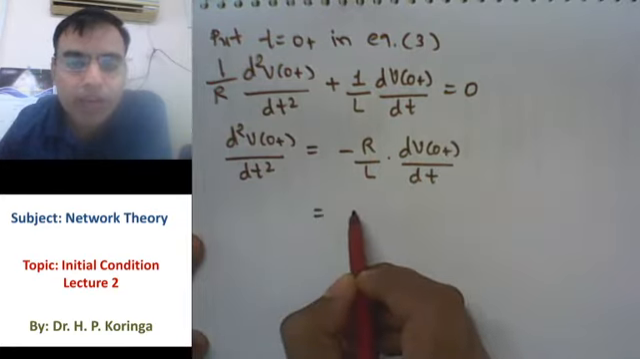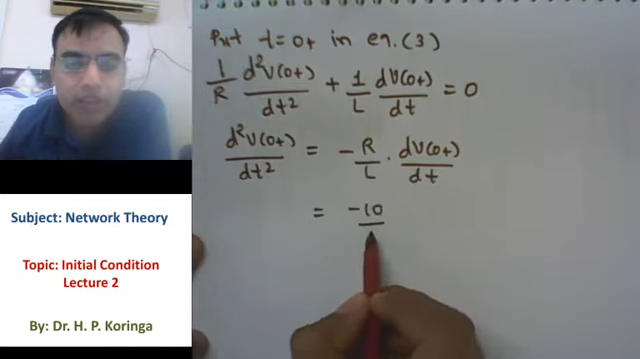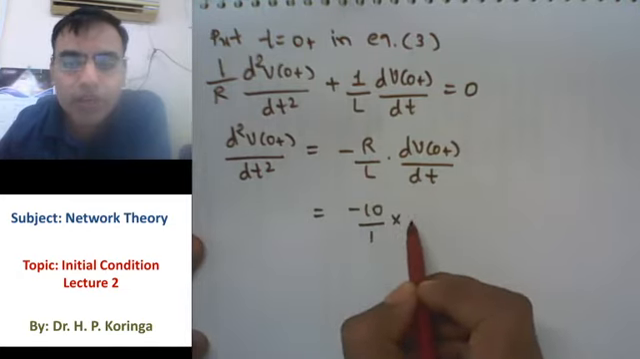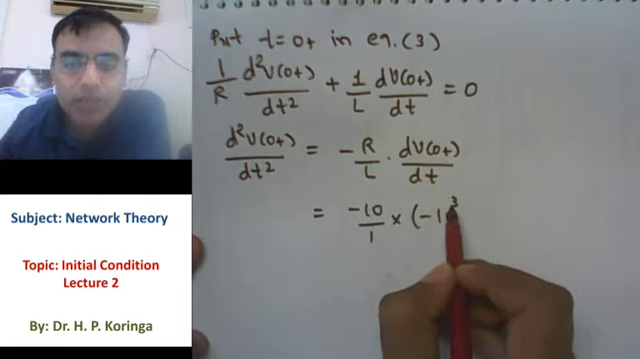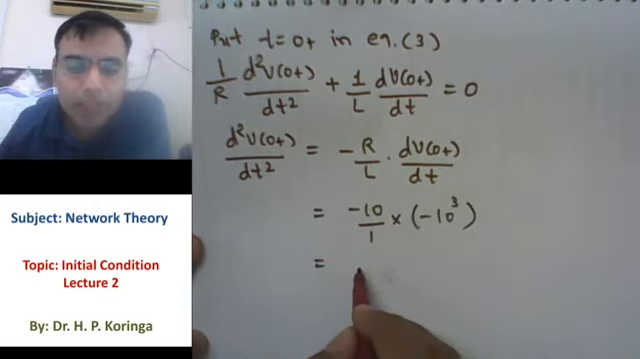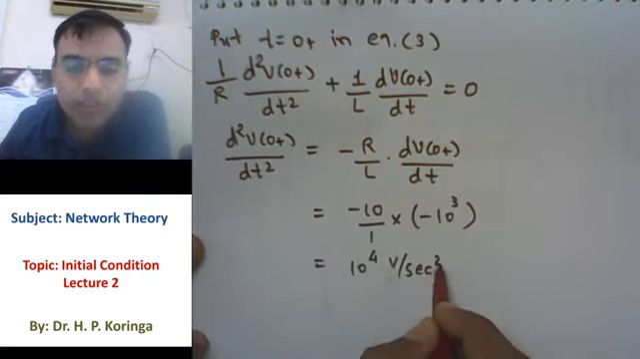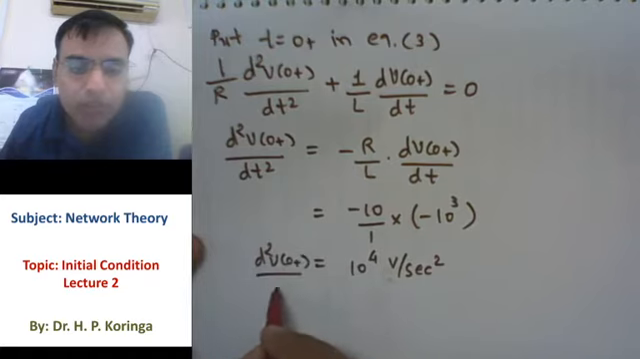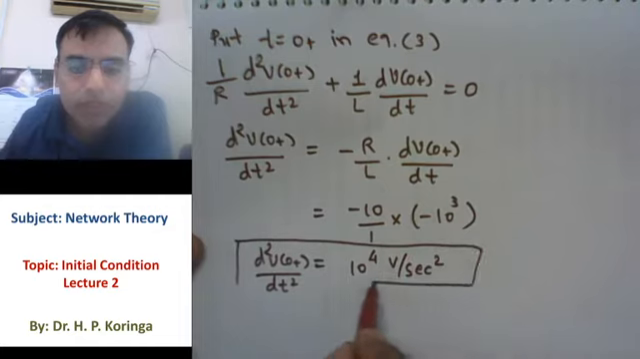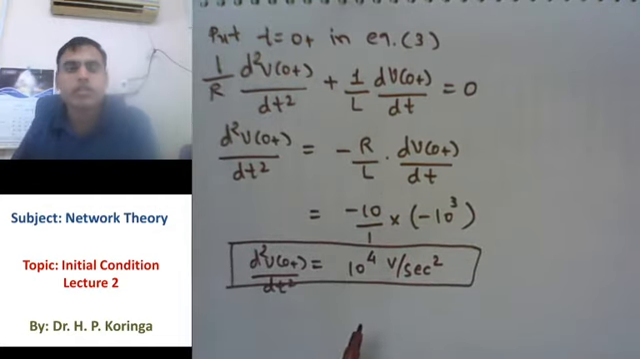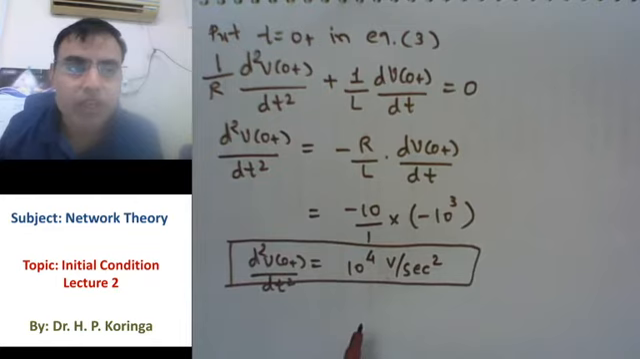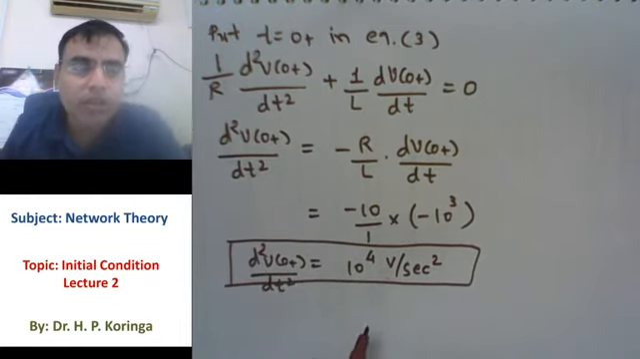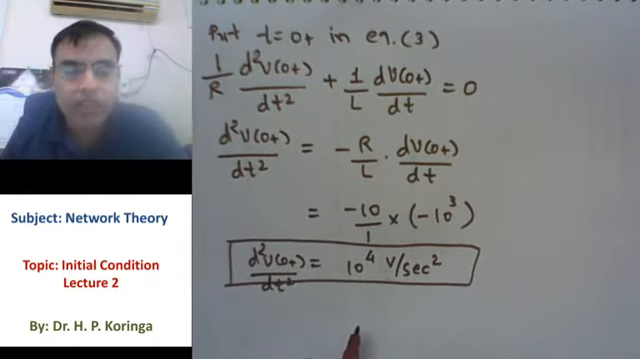So minus of R is 10, L is 1, and dv0 plus divided by dt is minus 10 raised to 3. So it is minus minus plus, which is 10 raised to 4 volt per second square. The unit of d square v0 plus divided by dt square is volt per second square. Right, this is our final answer. So this is the procedure to solve the initial condition problems.